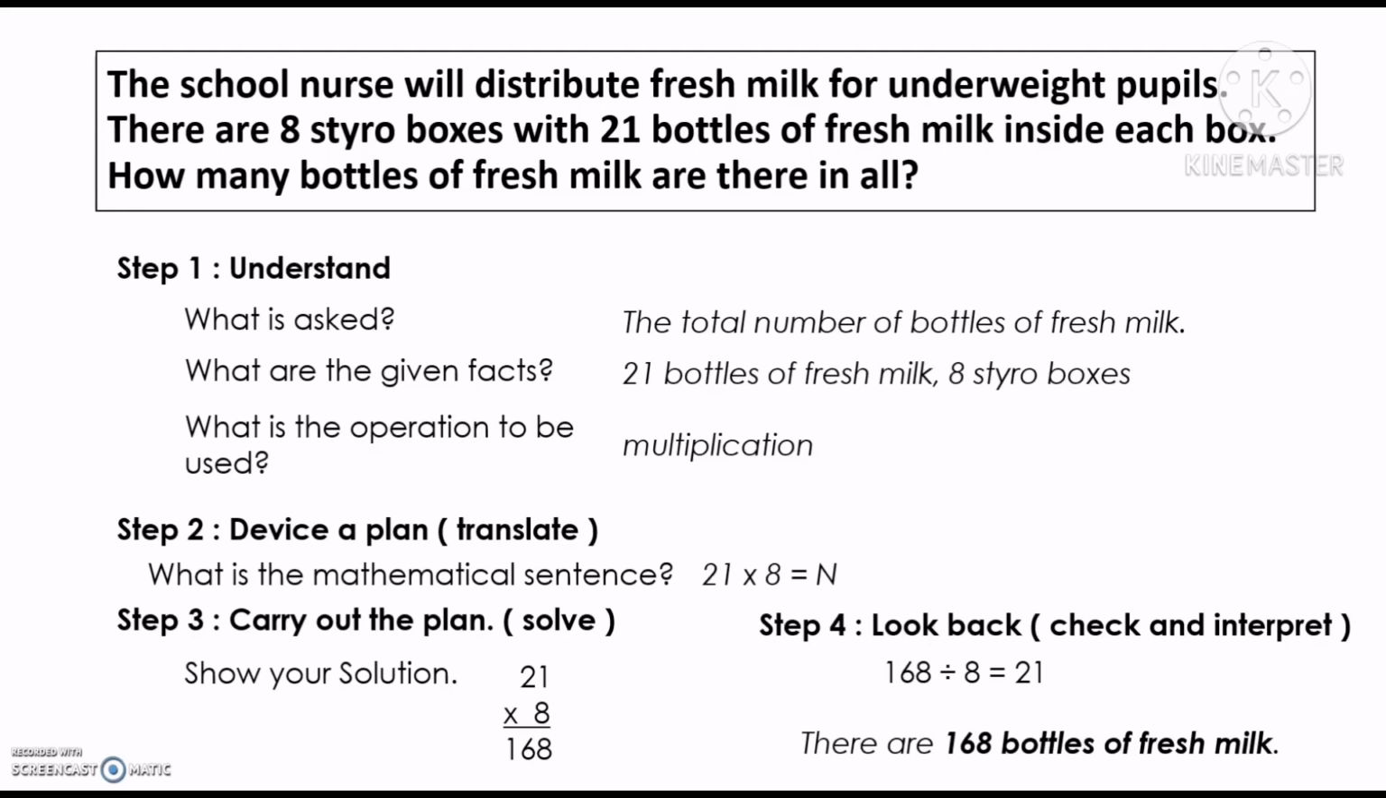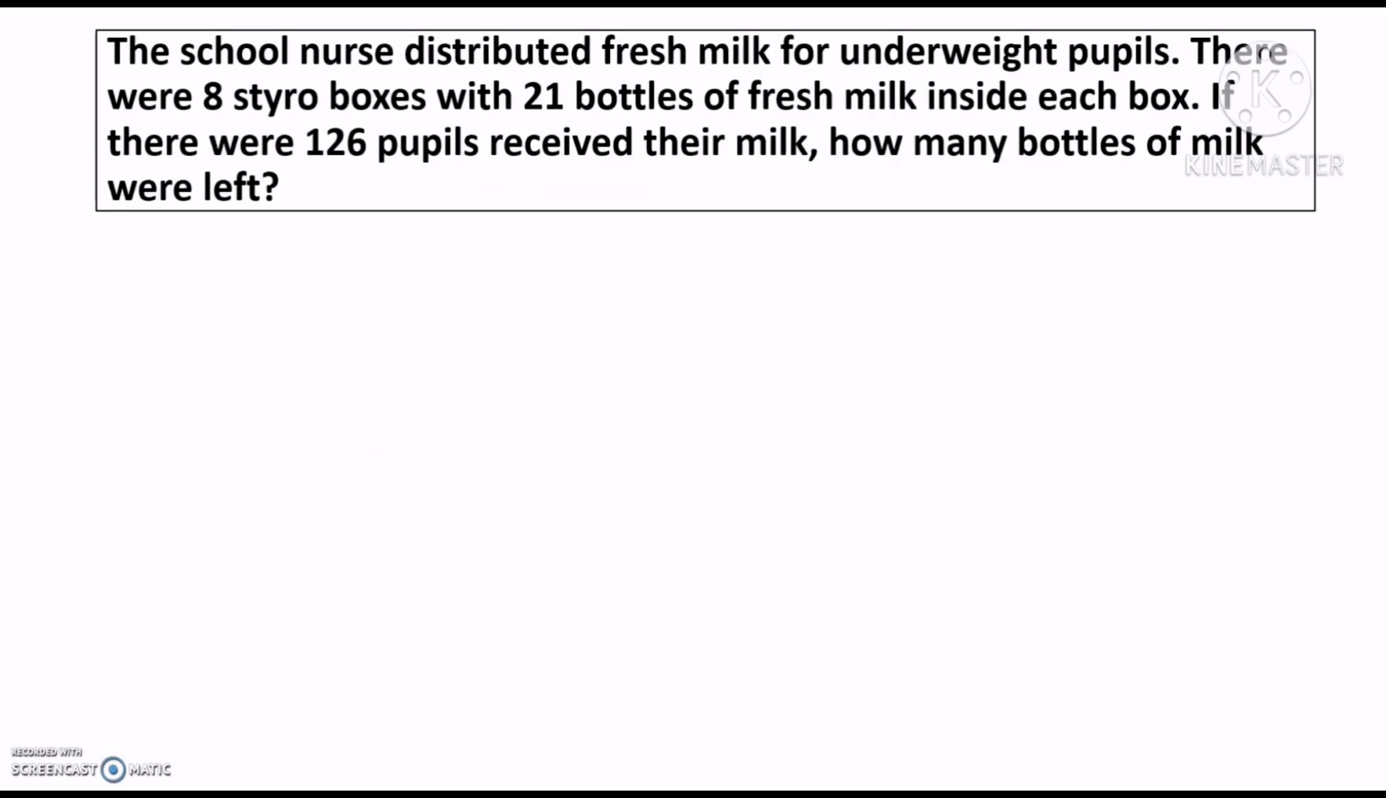Okay, so let's proceed. What if this is the next situation? The school nurse distributed fresh milk for underweight pupils. There were 8 styro boxes with 21 bottles of fresh milk inside each box. If 126 pupils received their milk, how many bottles of milk were left? Again, this is a word problem, and we are going to analyze it carefully.